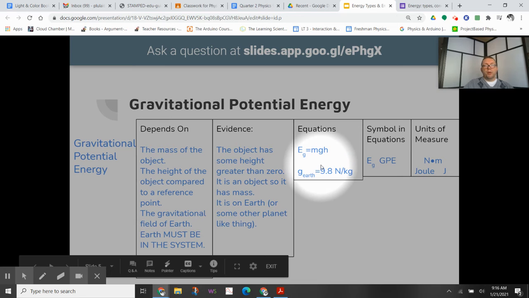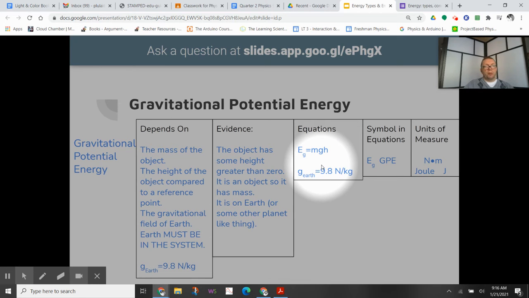And so on this one, the equation is a little bit more simple. No one halves, no squareds. It's just the mass of the object in kilograms, g, 9.8 newtons per kilogram, and h, the height above that zero point, and that should be in meters. Good.